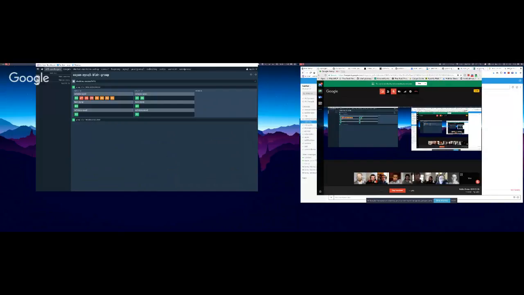Is there any way you can share just the left desktop? Because right now it's showing both your left and right desktops, and it's so small. I'm nearsighted, and it's really hard to read.